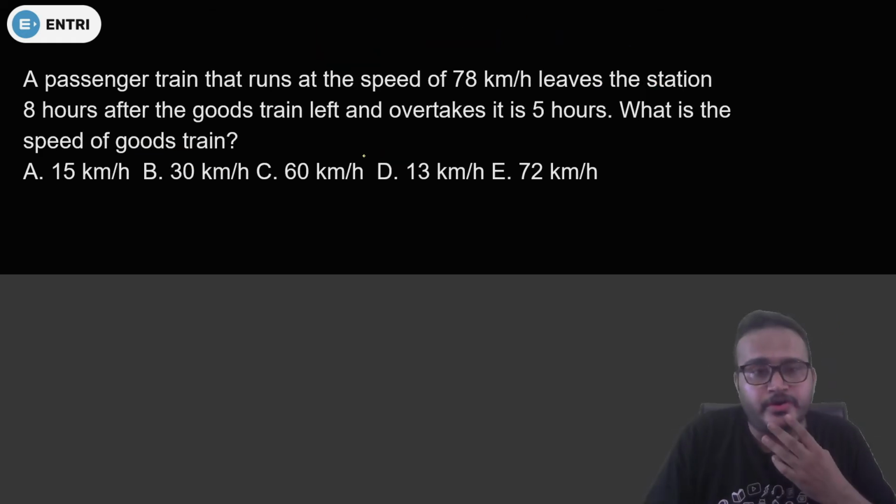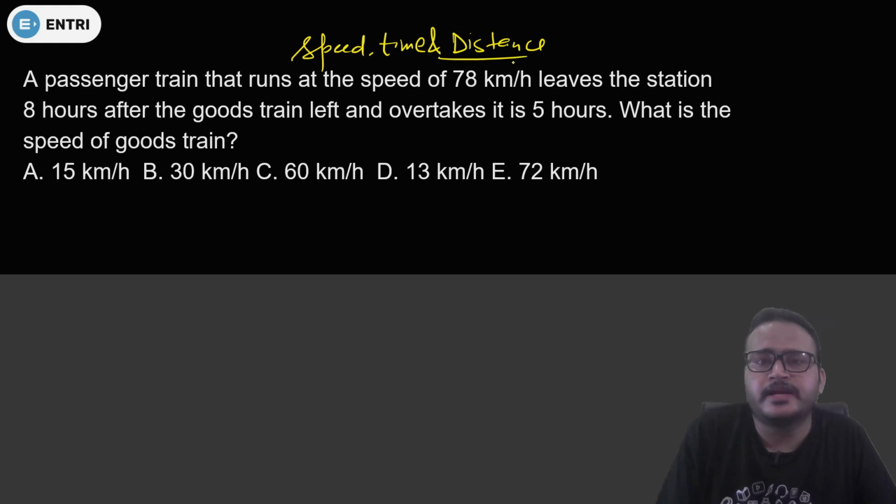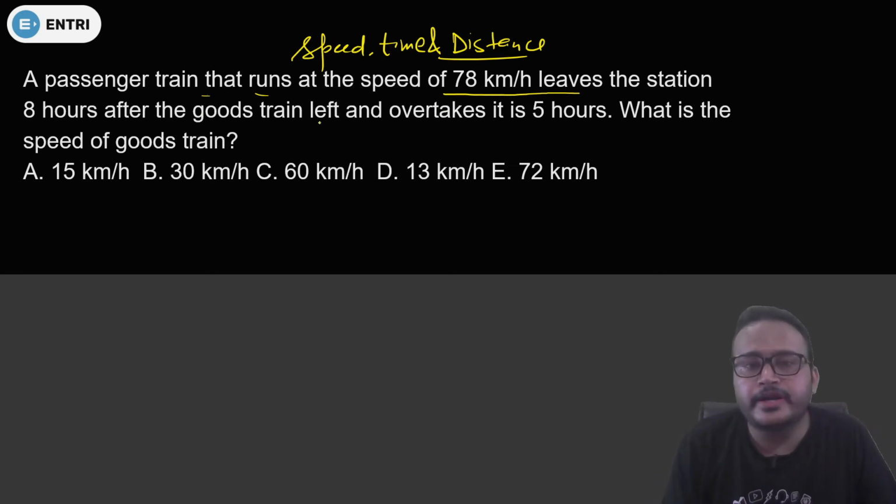Okay, the next question on your screen, guys, and this question is from speed, time and distance. Okay, speed, time and distance. A simple problem is there, and this question was there in IBPS Clerk 2018. Let's see how we can solve this. A passenger train runs at a speed of 78 km per hour. Okay, so we are given the speed of the passenger train, which leaves the station 8 hours after the goods train left and overtakes it in 5 hours.